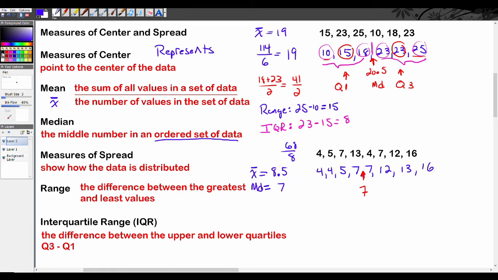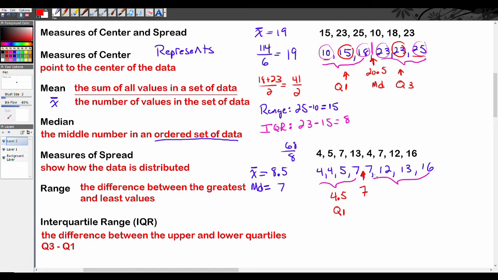Now, what do we have here? Well, like we showed before, we have here our lower half and our upper half. So we got 4, 4, 5, 7 in our lower half. And so what is our Q1? Q1 is going to be in between 4 and 5. And that is 4.5, is our Q1.